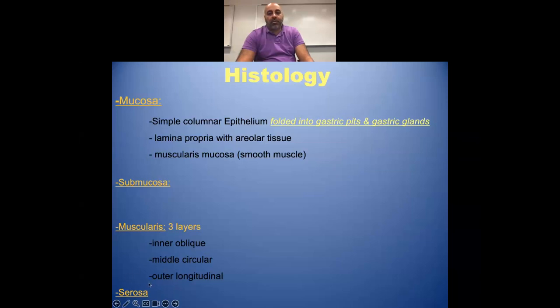So here, mucosa, submucosa, muscularis, serosa, because we're intraperitoneal. Mucosa, the epithelium changes. We have what are called gastric pits and gastric glands. When we look at the stomach, we have what are called rugae. Rugae are these big old folds, and that allows the stomach to expand. That's really its purpose. On the surface of the rugae, on the epithelium here, there's indentations.